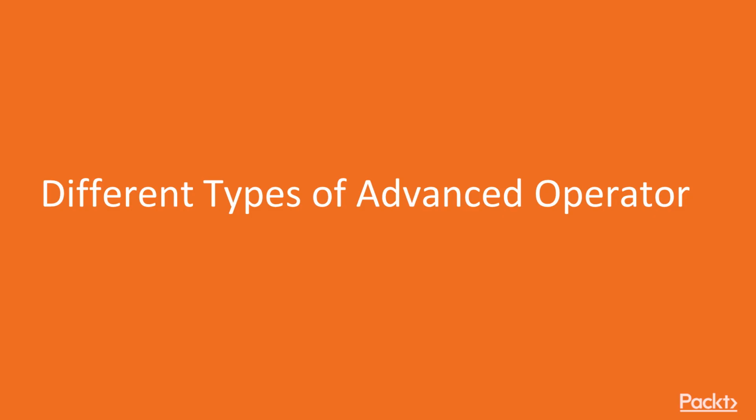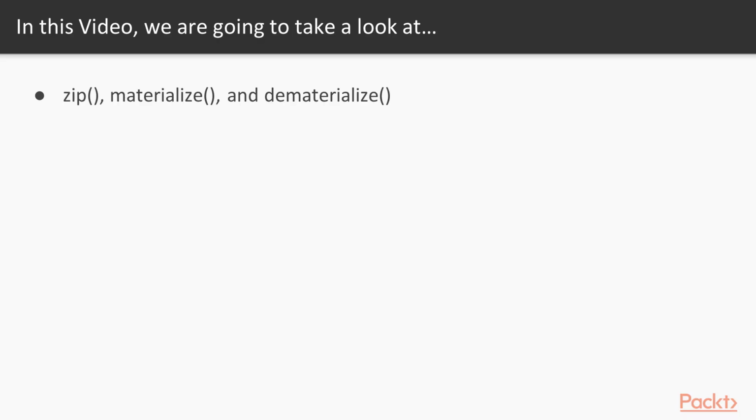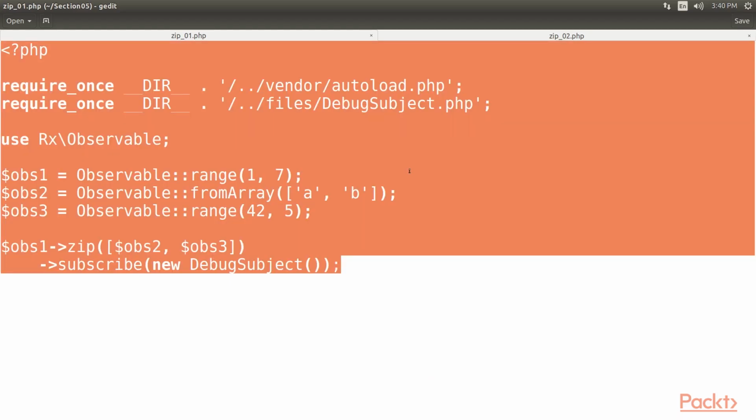Now we move on to the first video of this section that deals with different types of advanced operators. In this video, we are going to take a look at the zip, materialize, and dematerialize operators. The zip operator is similar to the fork join observable. The main difference is that it internally stores all emissions for each source observable in a separate queue, and then re-emits their values when all sources have a value at a specific index.